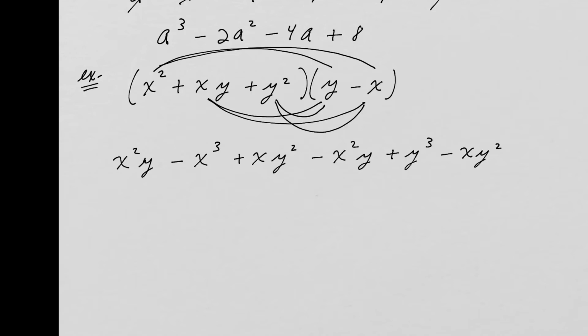Okay, now can we combine any terms here? Yeah, it looks like I have a plus 1 x squared y and a minus x squared y. So that's gone, right? Just adds to 0. Then I have an xy squared and a minus xy squared. Good, that's gone. So I'm left with just negative x cubed plus y cubed. Or if you want, you could write this the other way, right? You could write this as y cubed minus x cubed. Either way would be fine. So that would be my answer in this case.